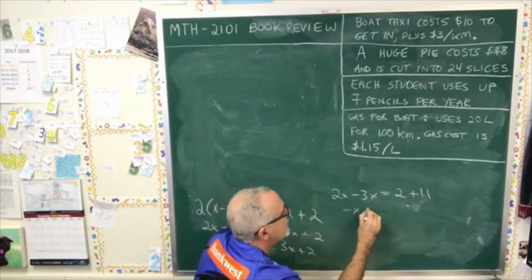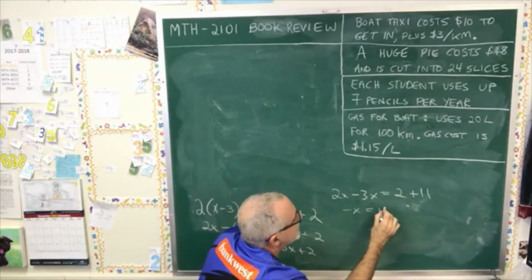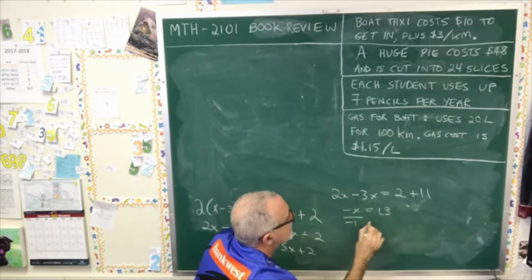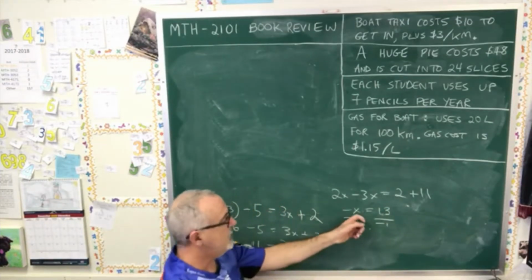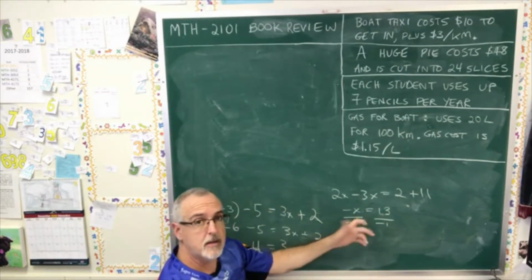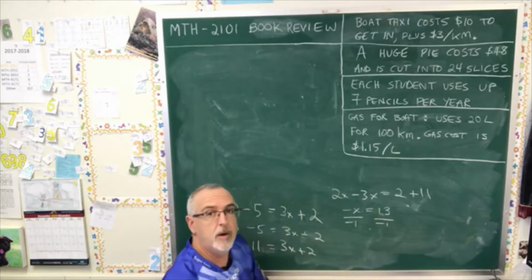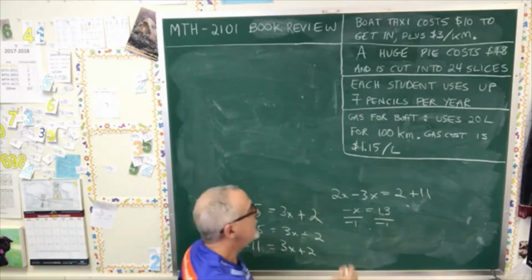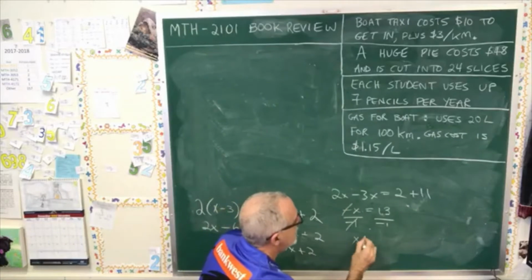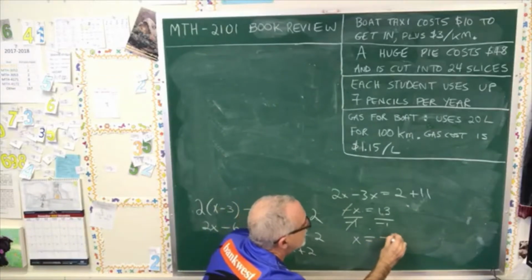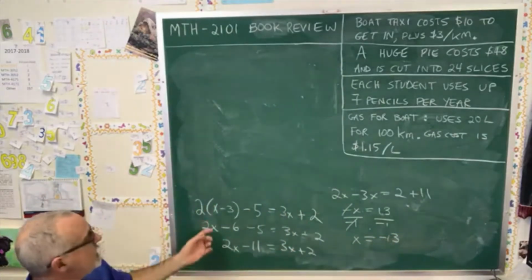I have negative x equals 13, and then I divide both sides by -1 because my variable is not isolated yet. Negative x, I don't want to know what negative x is, I want to know what x is. So I divide both sides by -1, and x is therefore equal to -13. I have my answer. Let's verify it.